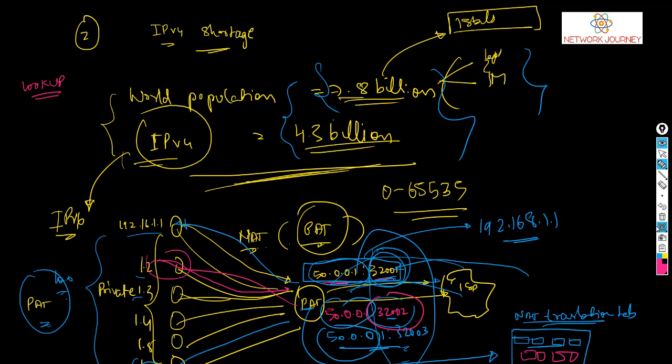So there is a dedicated table for NAT, which will keep records of all the NATing, patting, and all other required things in this technology. Okay. So let me write some keywords, or let me write some benefit of NAT and PAT as well.